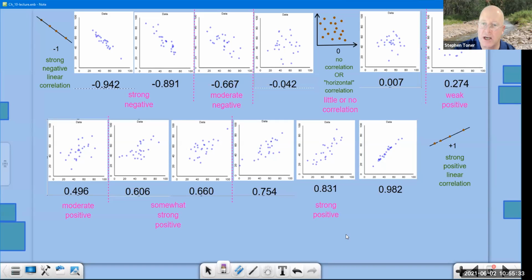And these are only suggestions for the words. This is a very fluid description. We just don't want you saying super strong when it's weak, and vice versa.